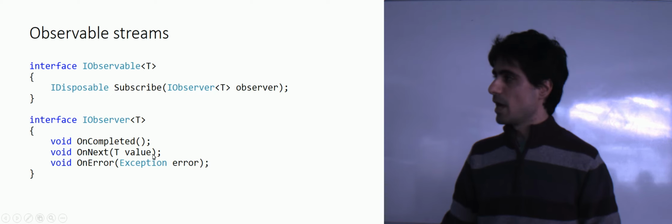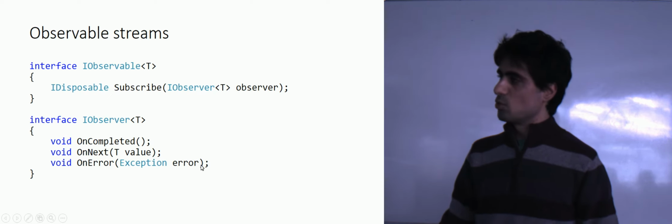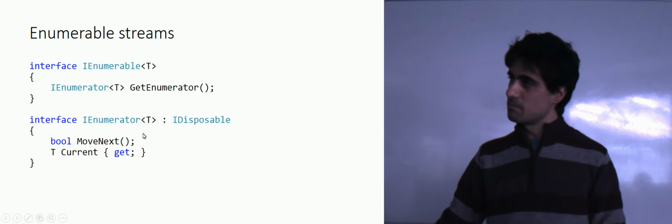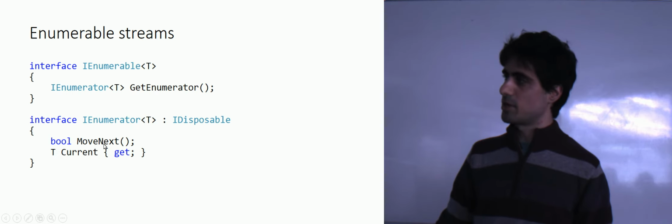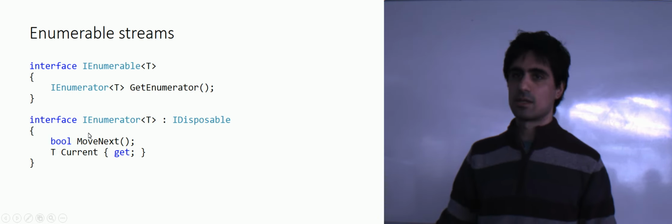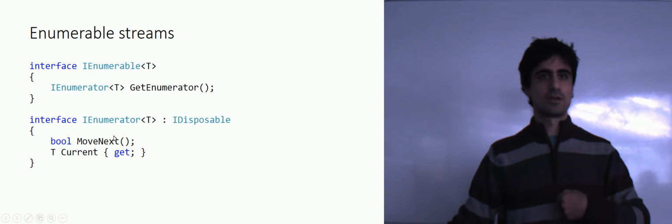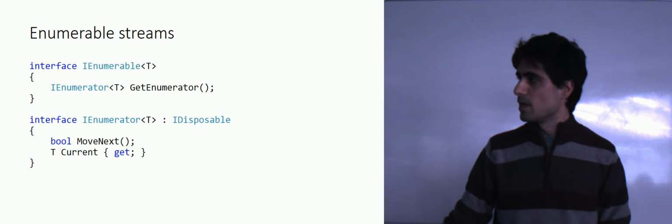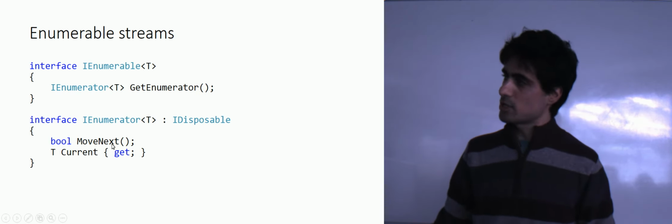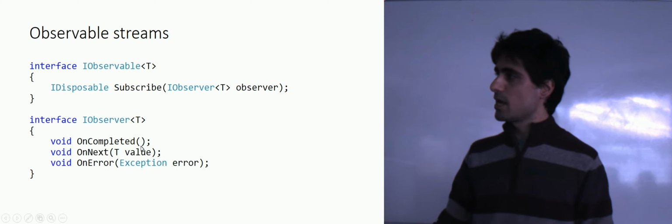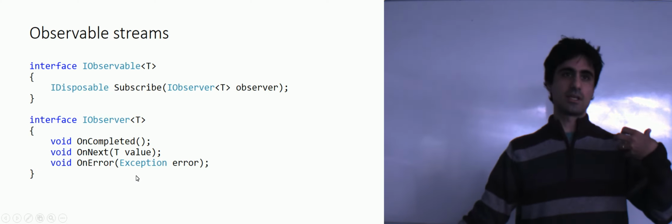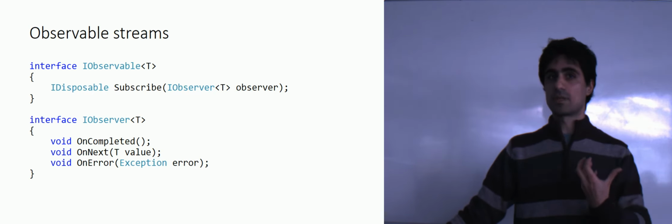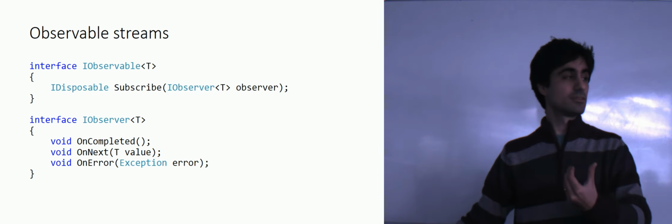So the observer just gets called on next with a new value, and that's it. And then there's this on error, which matches what I was discussing before: there is one more thing that is implicit here that is not explicit in the interface, which is there may be problems with this move next method. When I run the move next, there may be errors like failures in the connection or file access or whatever, and in this case the move next throws an exception. The exception happens in the producer, in the observable.